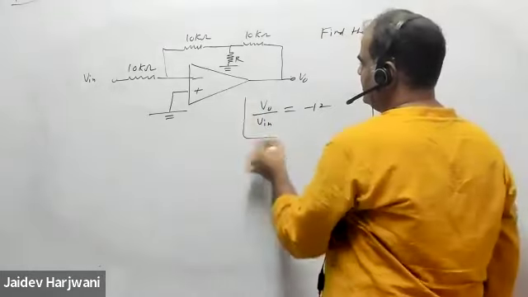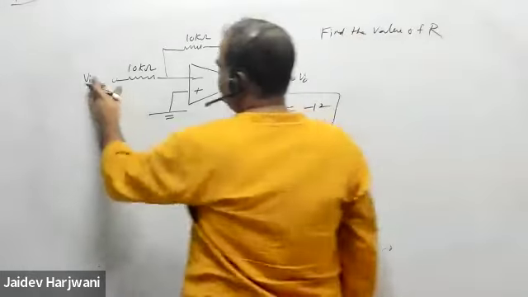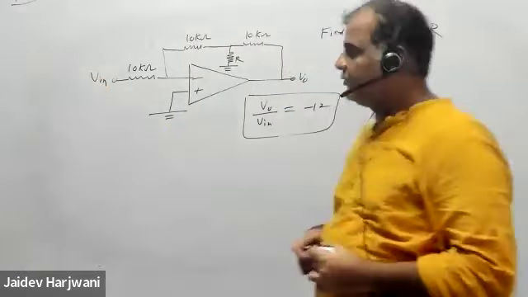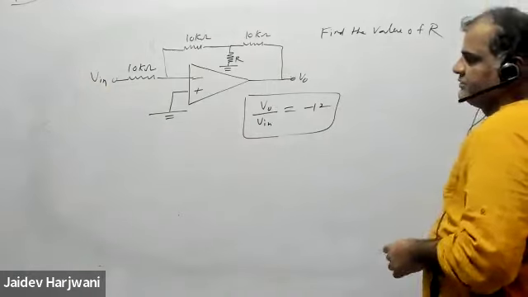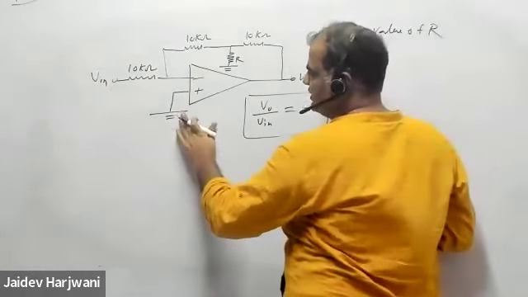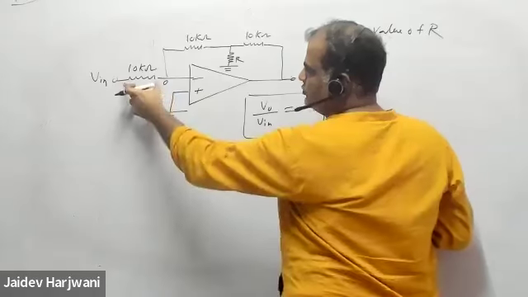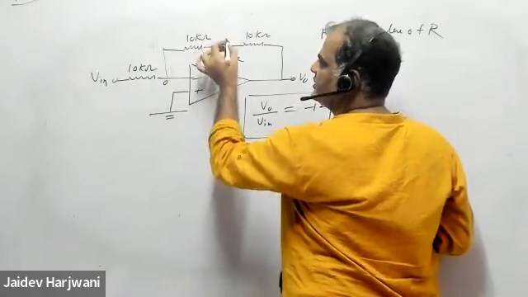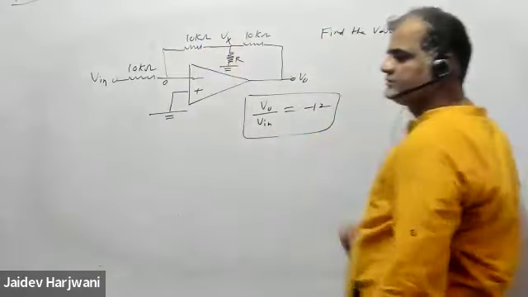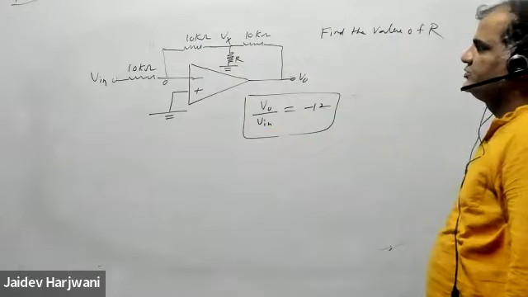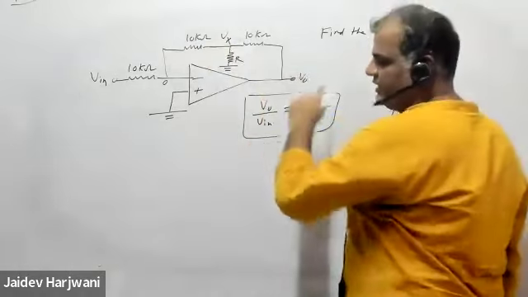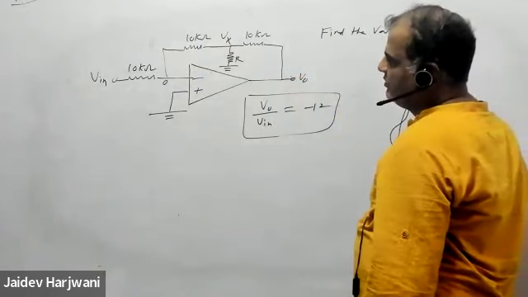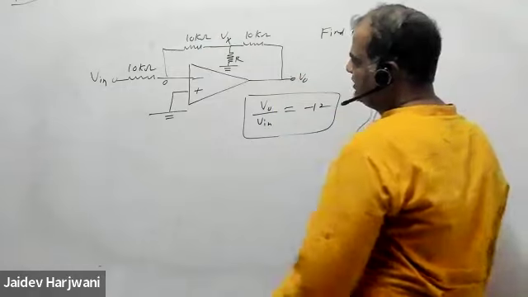This is given. Tell me how to do it. So ideal means, first thing, this is 0, this is 0. So you know this current, but you cannot find this current because you don't know this voltage. So say this voltage is Vx. Now you want to find this voltage and this voltage. Two nodes are unknown to you. Just apply nodal analysis. Let us first find Vx.